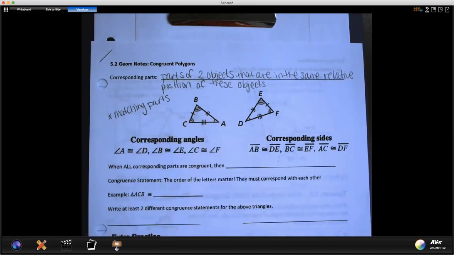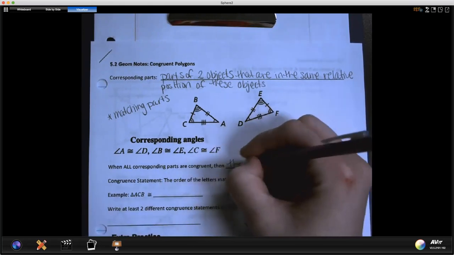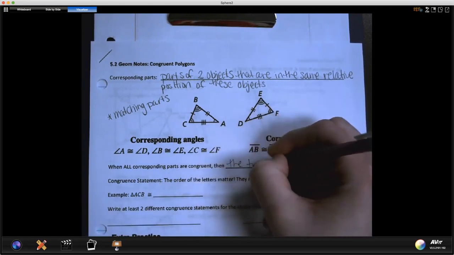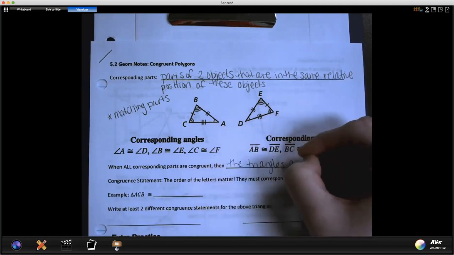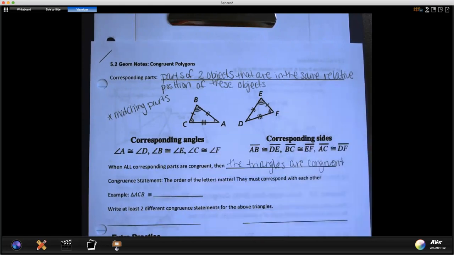Okay, so when all corresponding parts are congruent, then the triangles are congruent as well. So if you can prove that all corresponding parts are congruent, then the triangles are also congruent. So if all three angles and all three sides are congruent, then you have congruent triangles.